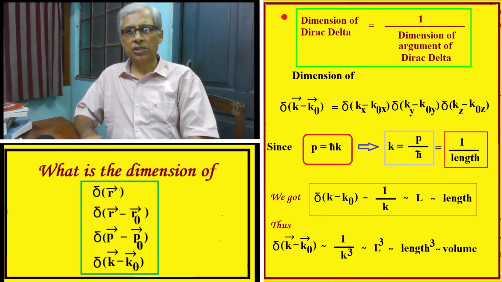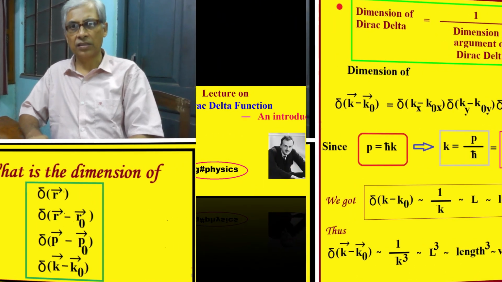Coming to the dimension of Dirac delta of vector k minus vector k0, we again can split it into component factors, and the dimension is thus 1 by k cube. Since dimension or unit of k is length inverse, the answer turns out to be length cube, that is volume, as the dimension of Dirac delta of vector k minus vector k0.